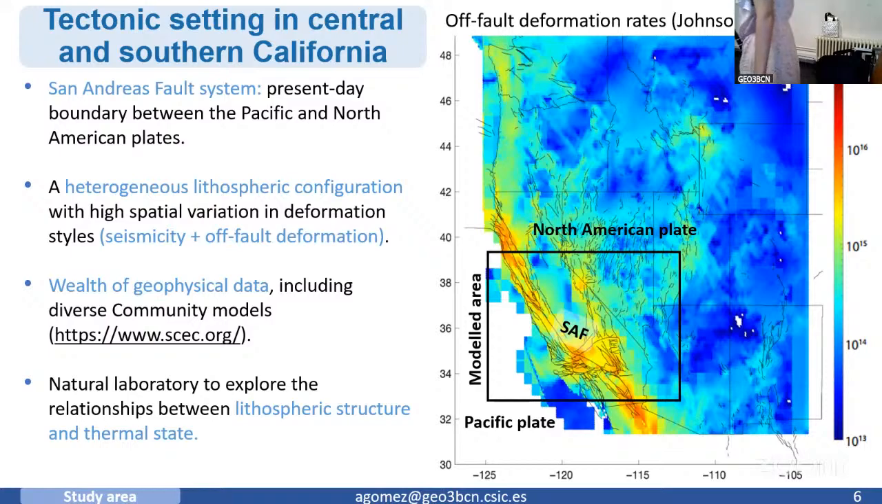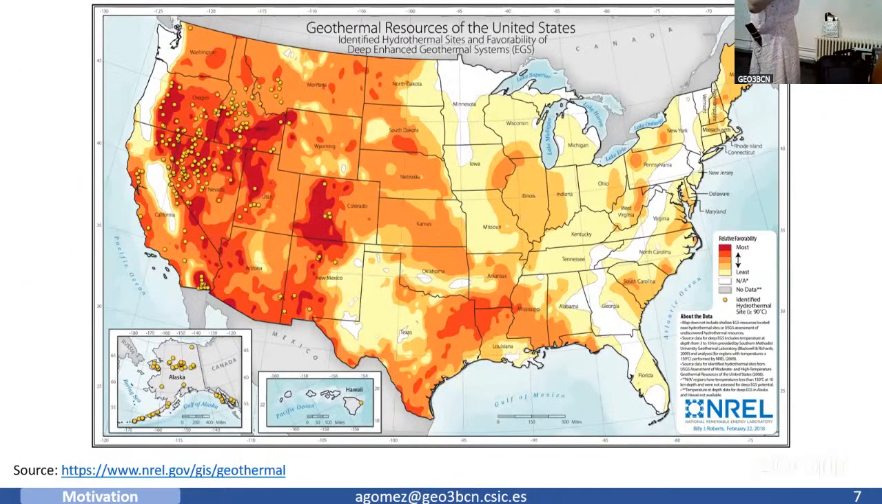In this region, we have a wealth of geophysical data, including diverse community models. So this is an important factor for the goals that I have, because it means that San Andreas and Southern California are a perfect natural laboratory to explore the relationships between the lithosphere and the thermal state. And not only that, you can see here in this map, especially in Western US and in the study region, we have spatially distributed geothermal potential, which is not homogeneous.